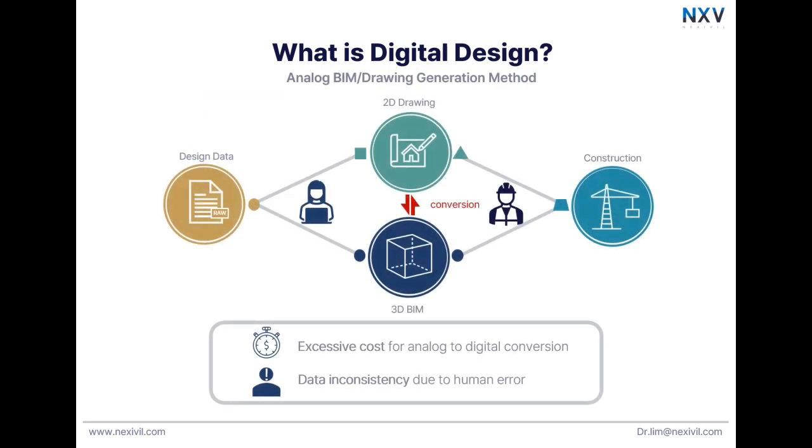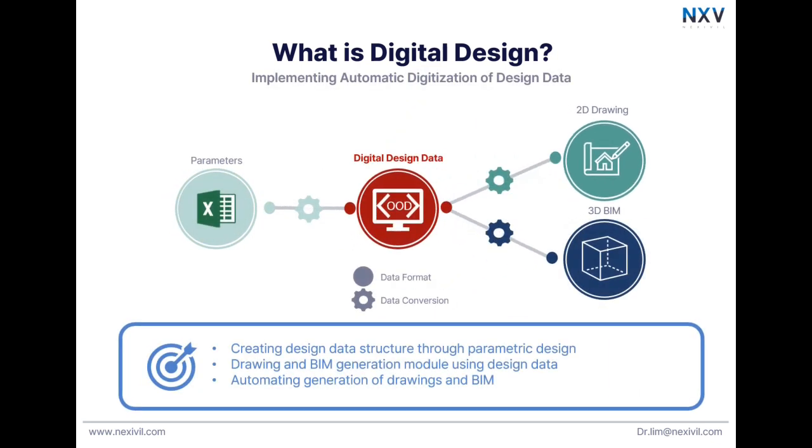Analog design method leads to a higher likelihood of human errors during the process of generation and delivery of design information. To solve this issue, BIM has been introduced. However, in most cases, drawings are still created and used by analog method. The key to digital design is to convert the process of generating and converting such design information into a digital method rather than an analog method.